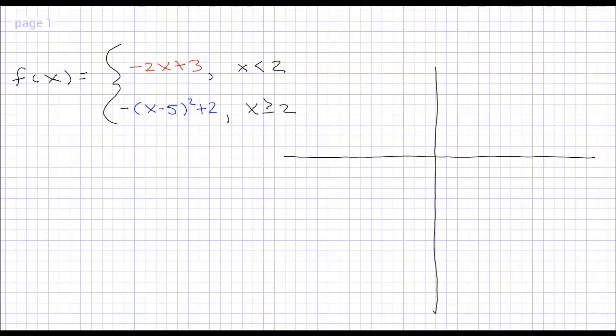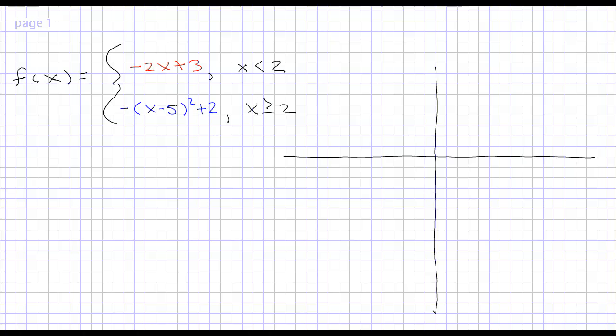Here I have an example of a piecewise function that breaks off when x is 2. So when x is less than 2, I have the red function. When x is greater than or equal to 2, I have the blue function. So now even though x is not equal to 2 for the red function, I'm going to plug it in anyway just to see where it ends.